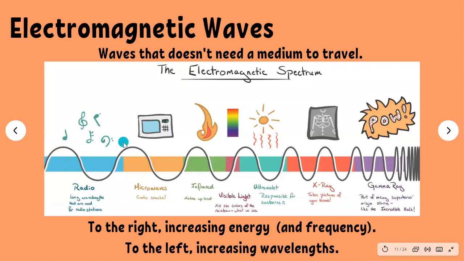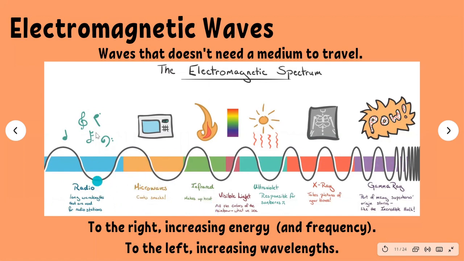While electromagnetic waves are waves that don't need a medium to travel. So they can travel anywhere. They can travel in air, in solid, liquid, or gas, and they can even travel in empty space. Here are examples of electromagnetic waves. From left to right, they are arranged in increasing energy or increasing frequency, while from right to left, they are arranged in increasing wavelength.